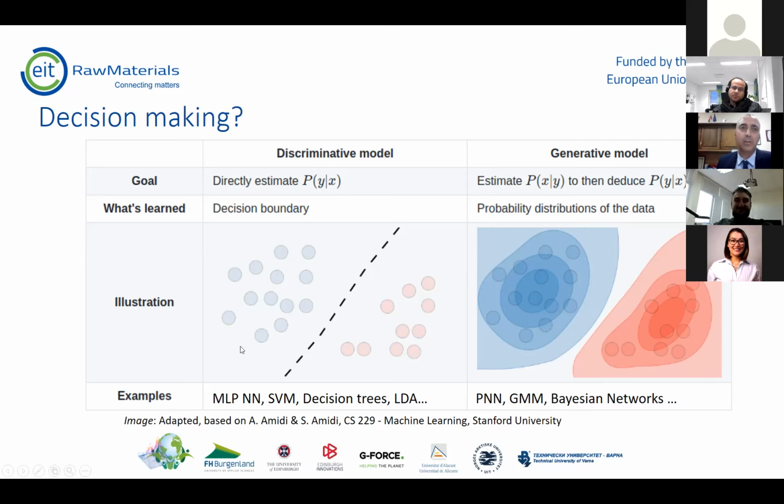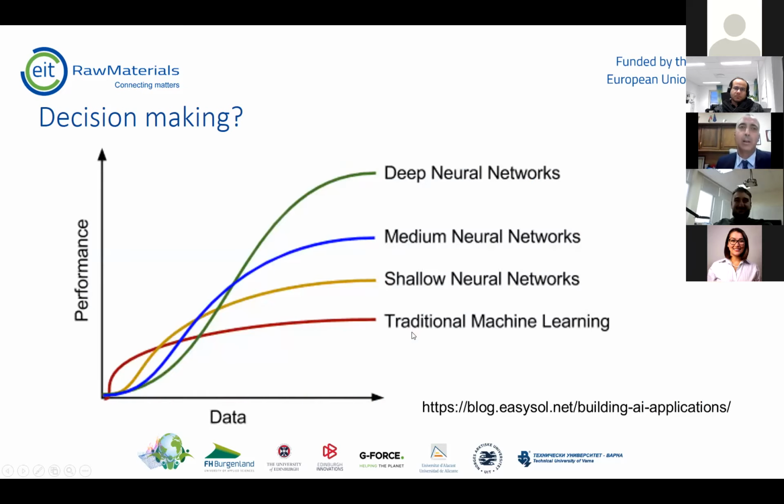And in my course, I also speak about classifiers of the two categories: multi-layer perceptron neural networks, support vector machine, decision trees, and so on. And we also will discuss classifiers like probabilistic neural network, Gaussian mixture models, Bayesian networks. These are different approaches to implement models, either non-parametric or parametric or probabilistic. All this is in my slides and the labs prepared by my colleagues.